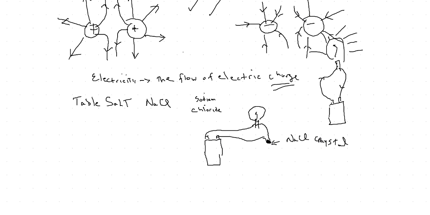Now, the electricity wants to flow, wants to go from one end of the battery to the other, but when it hits this crystal, nothing happens. The electricity, the charge, does not flow through here. And so the light bulb is dark because there's no current.